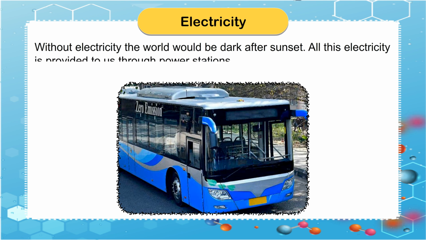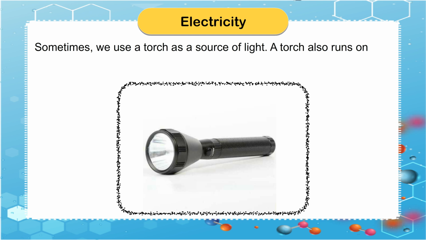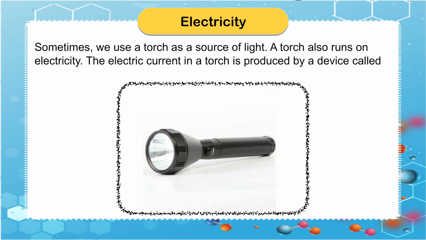All this electricity is provided to us through power stations. Sometimes, we use a torch as a source of light. A torch also runs on electricity. The electric current in a torch is produced by a device called the electric cell.